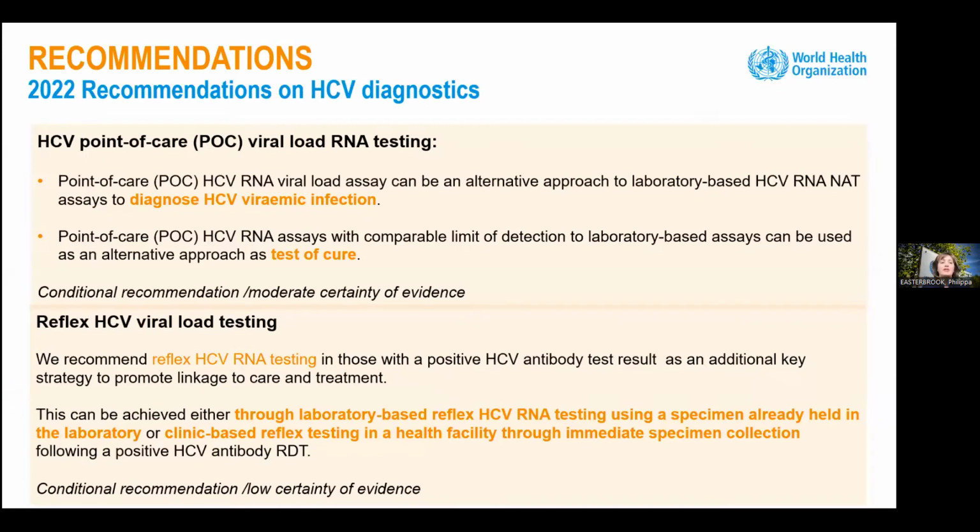So the recommendation for the point of care is that this could be used as an alternative approach to lab-based RNA assays to diagnose viremic infection or as a test of cure. And we recommend the use of reflex RNA testing. What does that mean? Well, it can be implemented either through lab-based reflex testing, which is simply when you get a positive HCV antibody result in the lab, the same sample or a duplicate sample can immediately be used to prompt viral load testing in that same lab. Or if the antibody test result is from a rapid diagnostic test in a clinic setting, there can be immediate specimen collection following that positive result for a viral load test, both conditional recommendations. Next slide.